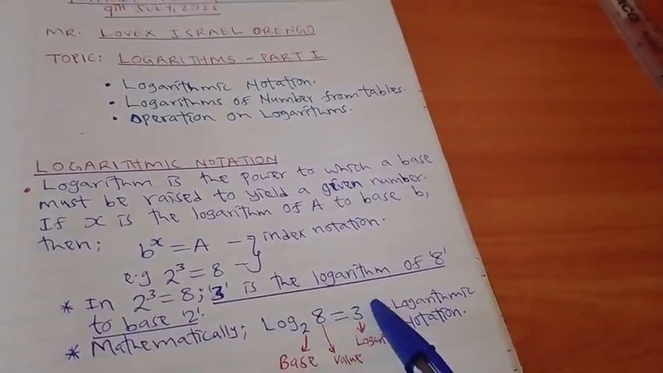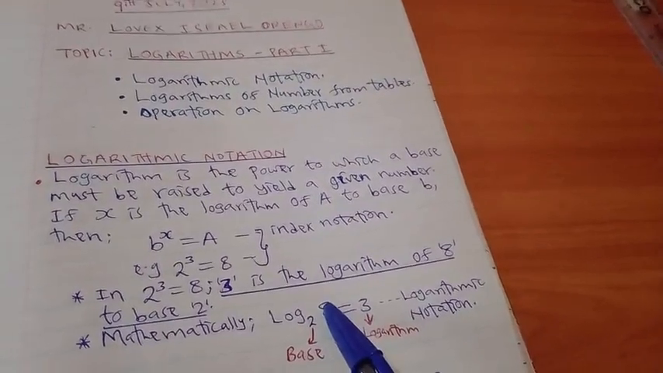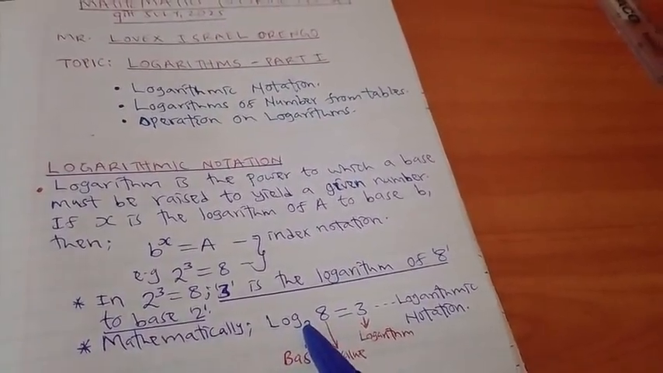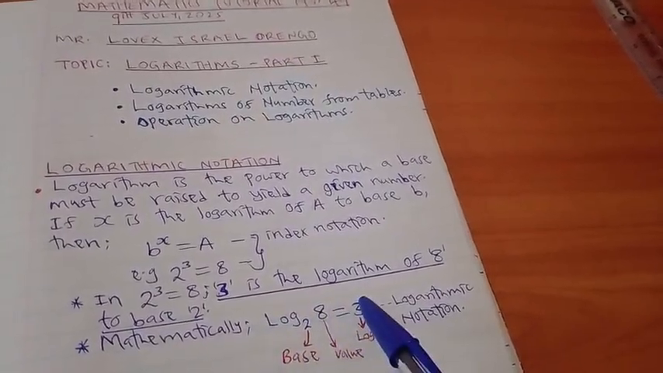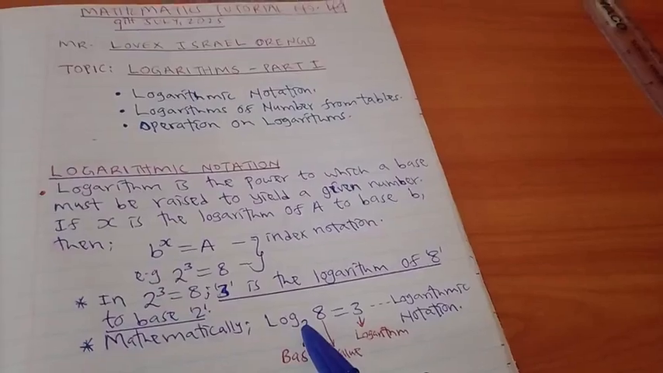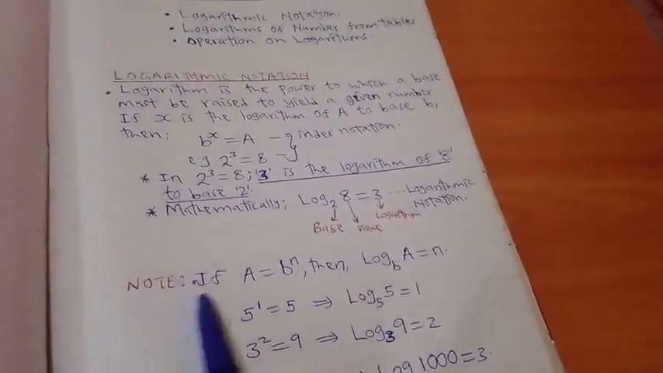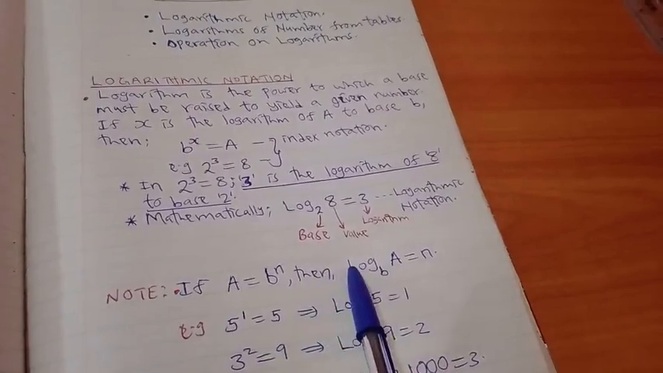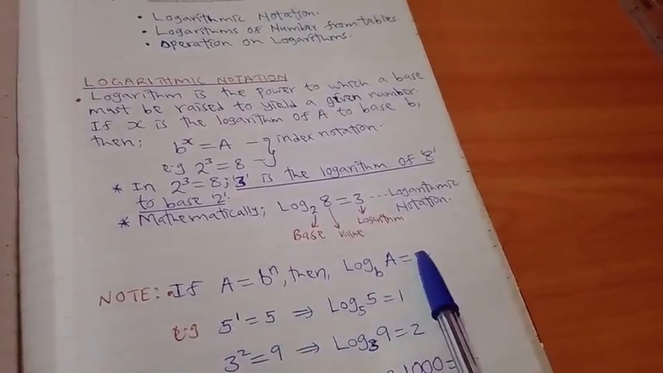When we write this logarithm notation, 8 is written in a larger size, while 2 is written as a subscript at the lower level, in a smaller size. Note that if a equals b raised to n, then logarithm of a to base b equals n.